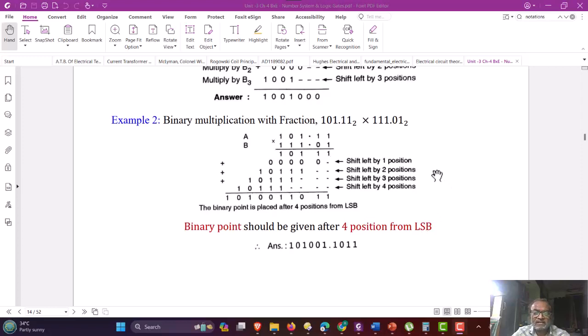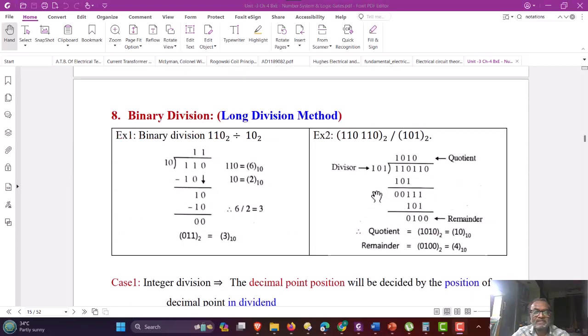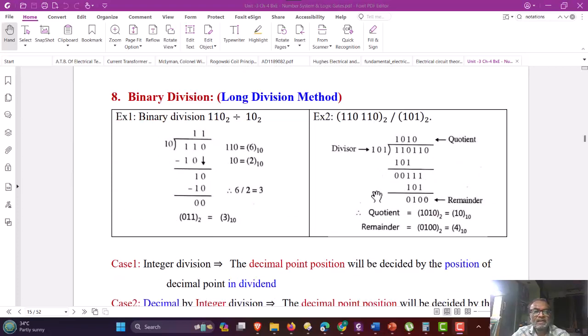The same procedure we follow for decimal multiplication. Here, since the binary number has only 2 states, the product will be either the number itself or 0, that can be a partial product. So the multiplication is very simple. The next arithmetic operation is binary division. It is also called the long division method, and it is similar to the decimal division we follow.